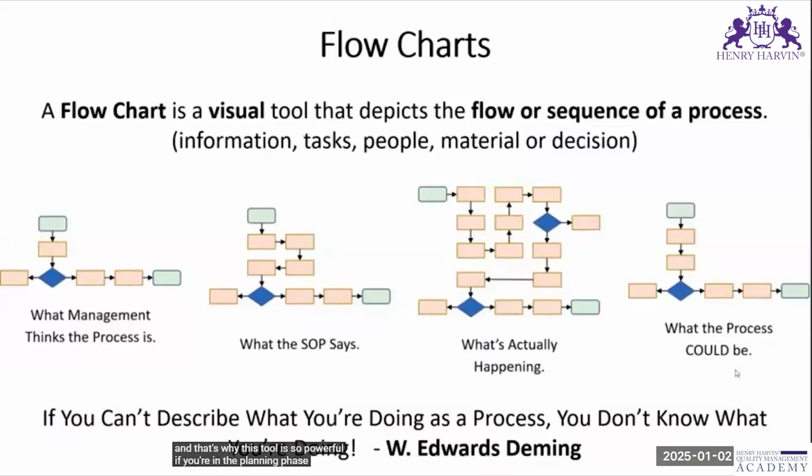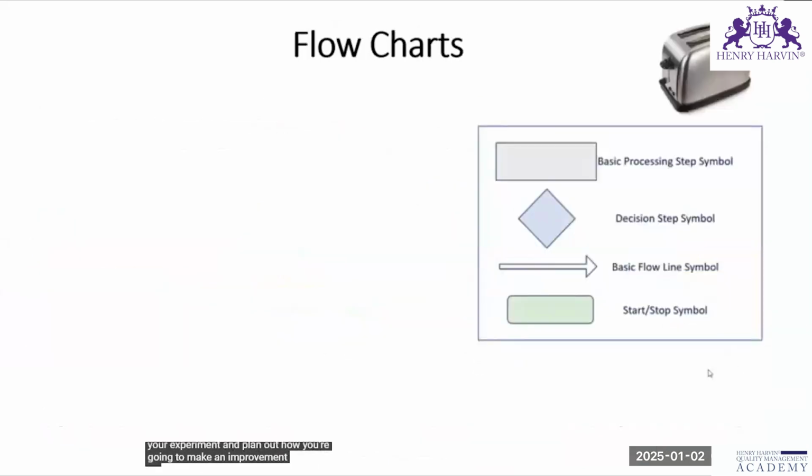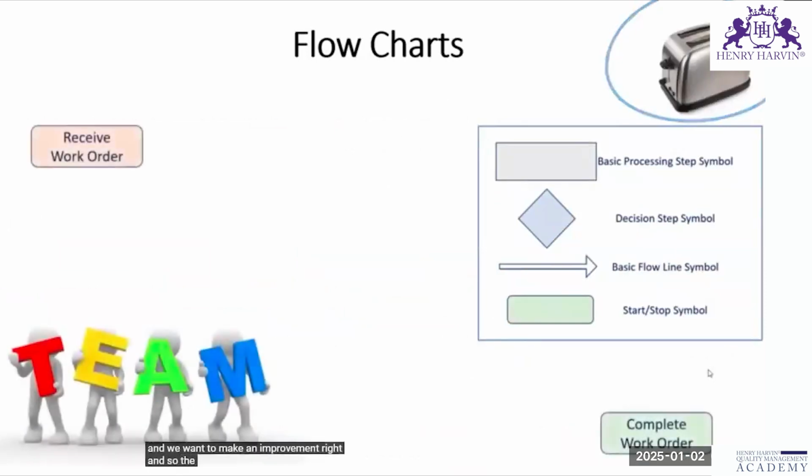If you're in the planning phase or the define phase, it's really good to use a flowchart, define your process, and then use that flowchart to plan out your experiment and plan out how you're going to make an improvement. So let's do just that. Let's say we're talking about our toaster and we want to make an improvement, right? And so the first thing we're going to do is we're going to start with the boundaries. We want to analyze a process, but we want to start with the boundaries first.